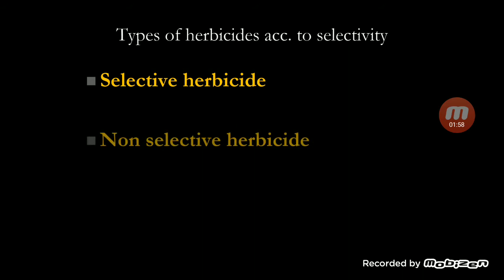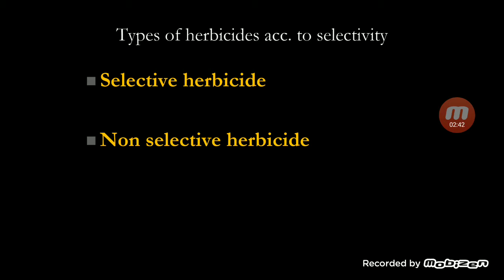So, when you apply in a mixed plant population, some plants will die and some plants will survive, that is a selective herbicide. And opposite to this is the non-selective herbicide. When you apply it on the mixed plant population in the crop field, with disregard to the type of plant, all the plants will die. All the plants which come in contact with this herbicide will die, and that type of herbicide is called a non-selective herbicide. It cannot select which one to kill and which one to leave. So, it kills all.